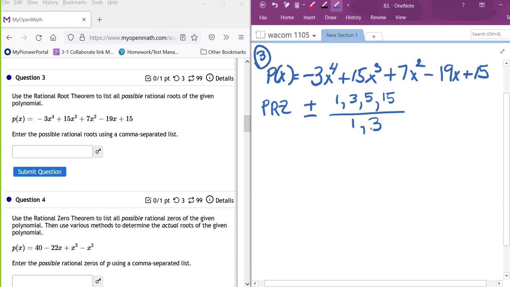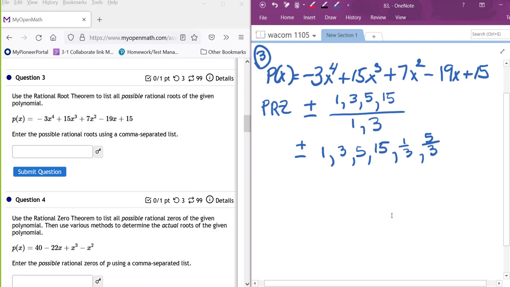So you are going to have some fractions in this list. You do have to clean this up. So first of all, if we take all of them over 1, we're just going to get these integer numbers. So plus and minus 1, 3, 5, and 15. And then we have all of them over 3. So 1 over 3 gives us 1/3. 3 over 3 is 1. We don't have to include it again because it's already in the list. 5 over 3. And 15 over 3 gives us 5, so we don't need to include that again. So these are our possible rational zeros.